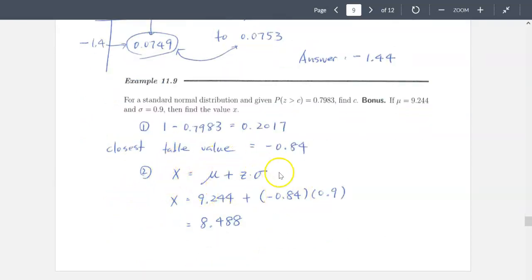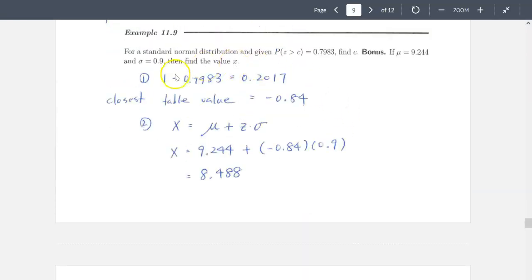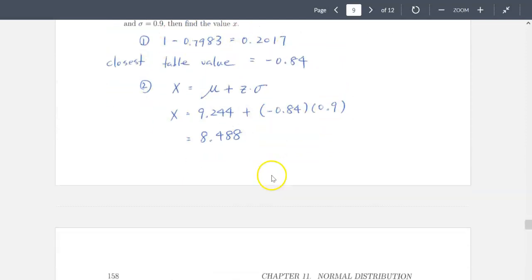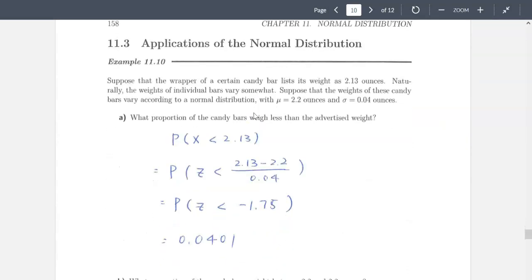Now here's the formula for how to find x. That means what's the cutoff value that will give me that probability. So x equals the mean plus the z, which you found, times the standard deviation. Then you get 8.488. Well, what is that for? I'm going to think about this for a minute and we'll come back to it. We're going to give an example for that, since a real life example makes more sense.